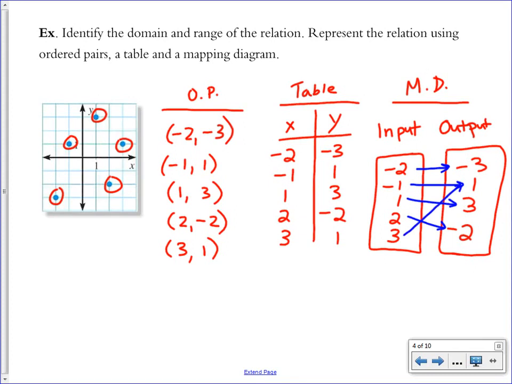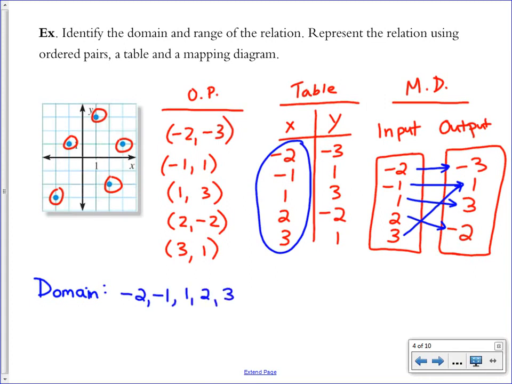And now it's very easy to state the domain and range. Just write the word domain, or you can abbreviate it to D, and list the numbers that are in our domain. I'm looking at the x values on my table: -2, -1, 1, 2, and 3. And for the range, again, I don't need to repeat on this list, because if it shows up once on the list of the range, then I know it's part of the range. So I'll just include -3, 1, 3, and -2, and that answers the question.